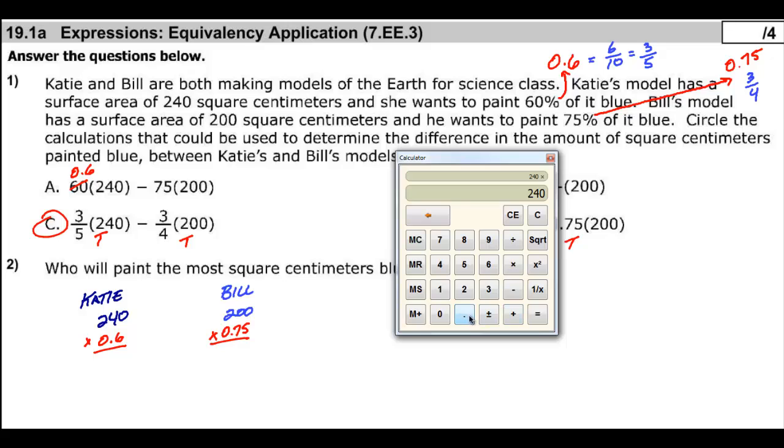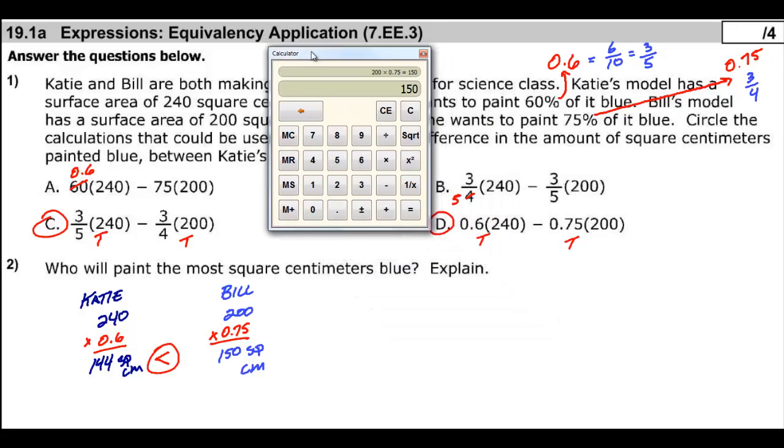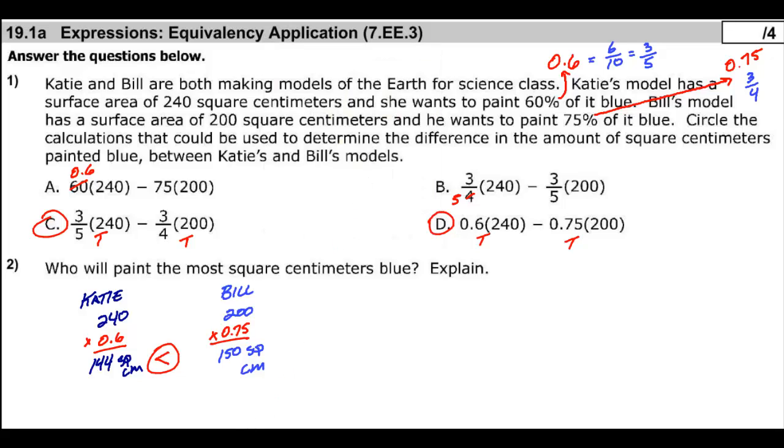240 times 0.6 equals 144. Katie is going to paint 144 square centimeters blue. How about Bill? Well, Bill has 200 times 0.75. That's 150. Bill will have 150 square centimeters that are blue. And 144 is less than 150. So let's get rid of that calculator.